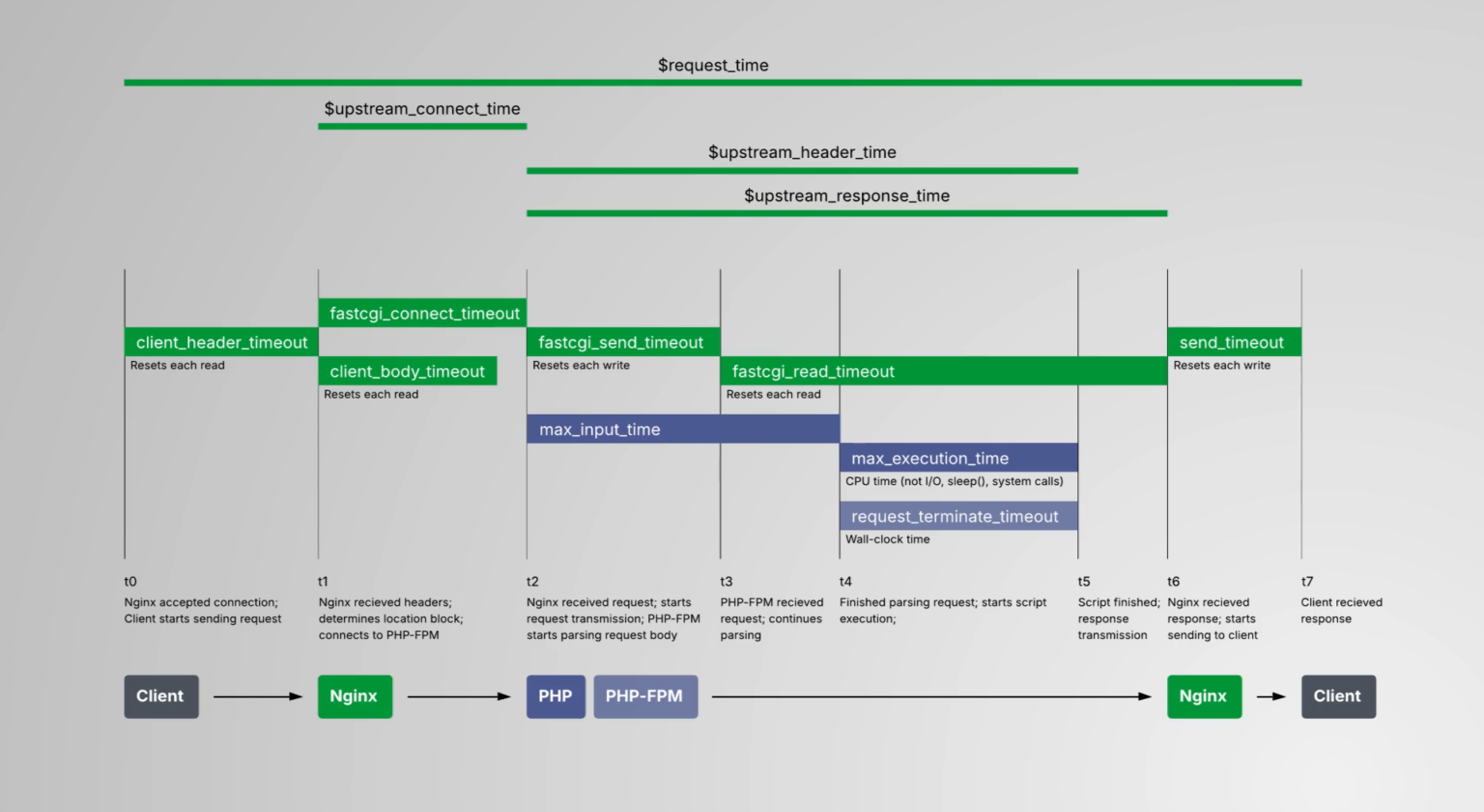The x-axis represents time, very roughly, as the request goes from client to Nginx to PHP-FPM, and the response reverses that route. But the size of each block doesn't correspond to how long the task takes or the suggested timeout value. Rather, the diagram shows how and when each timeout is triggered and how they overlap.